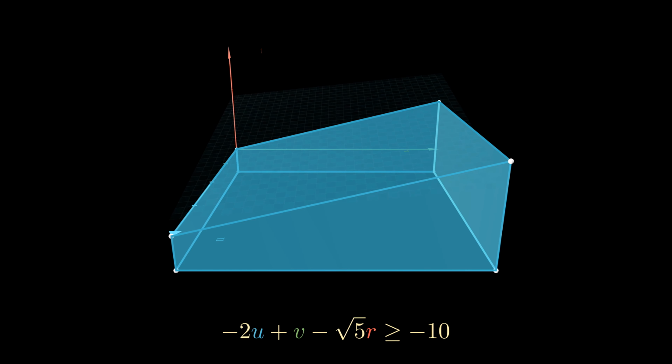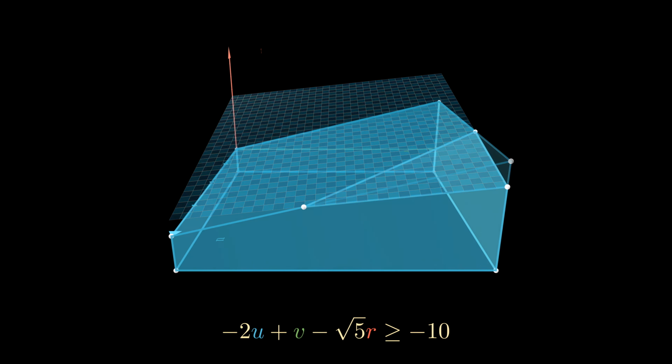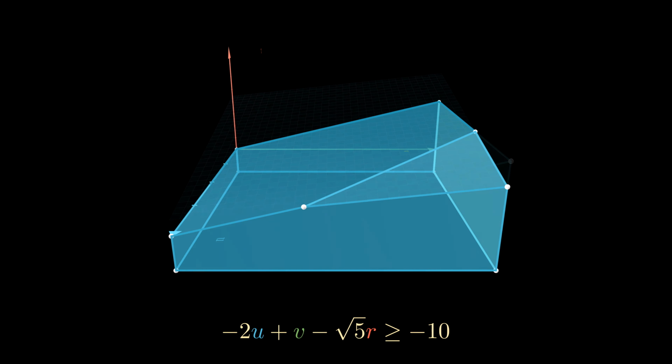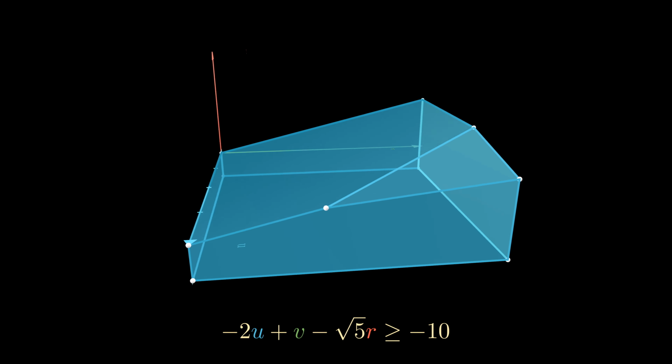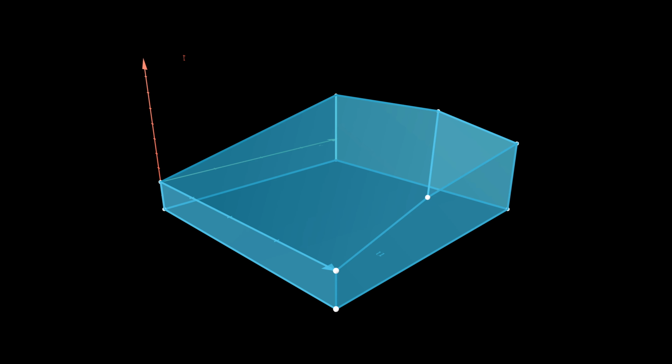Let's plot the next constraint. As before, we first plot the plane. All of the points that satisfy this constraint lie below the plane. This gives us a new feasible region. The points in this region satisfy the first and the second constraint. Now, we just keep continuing with all of the constraints.